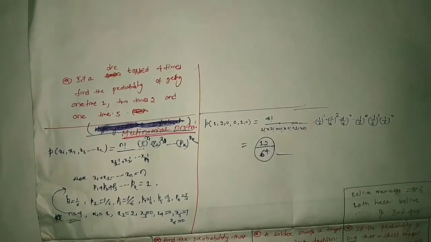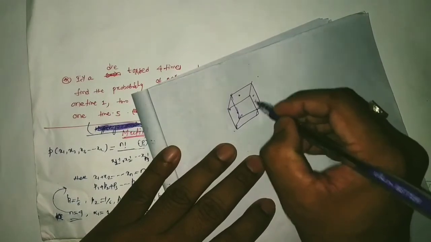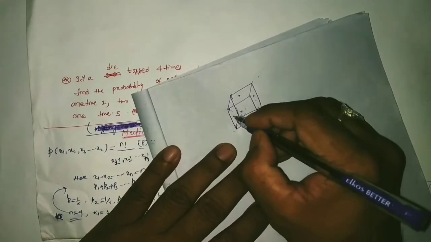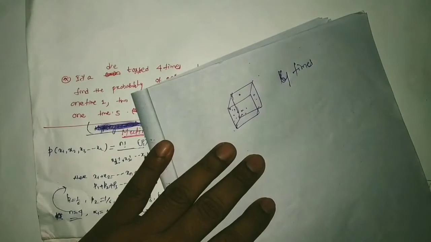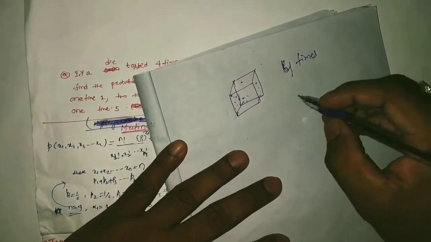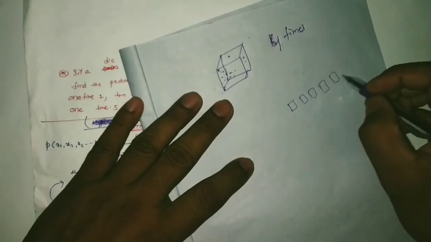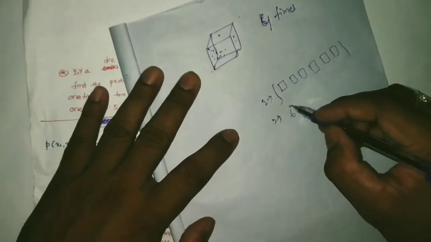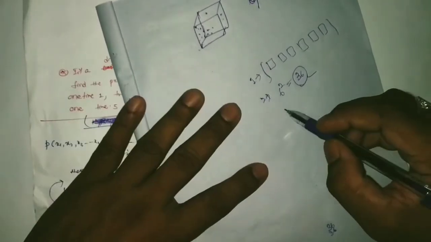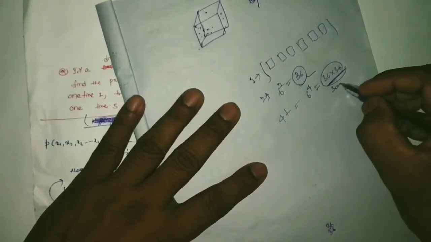The question says that one die is tossed 4 times. On the faces you can get the numbers 1, 2, 3, up to 6. It is rolled 4 times. If one die is rolled one time, then we can get 6 sample points. If it is rolled 2 times, it will be 6 to the power 2, 36 sample points. And here 4 times rolled means 6 to the power 4, that means 36 into 36 sample points we can get in the sample space.